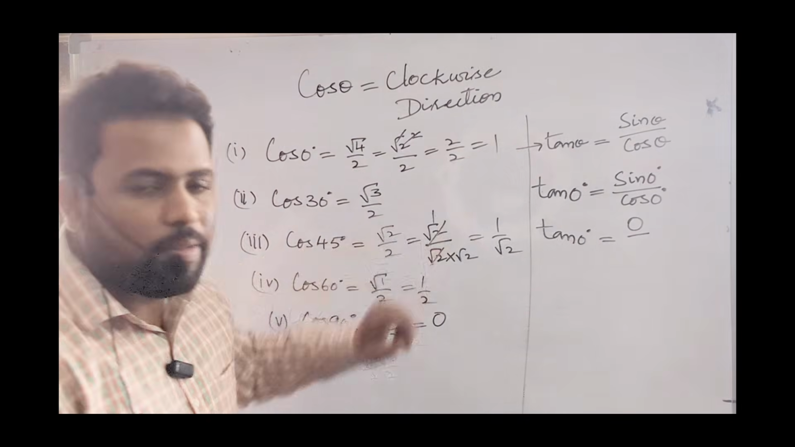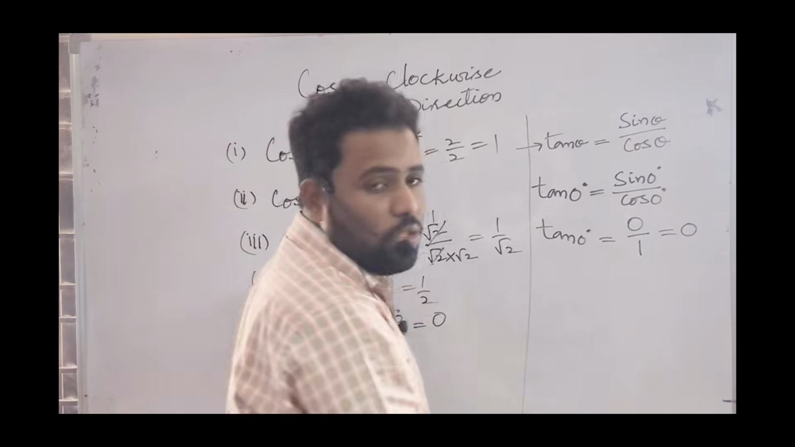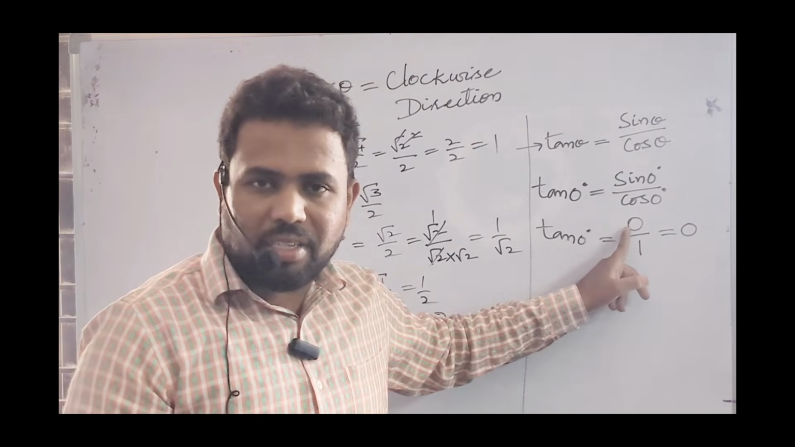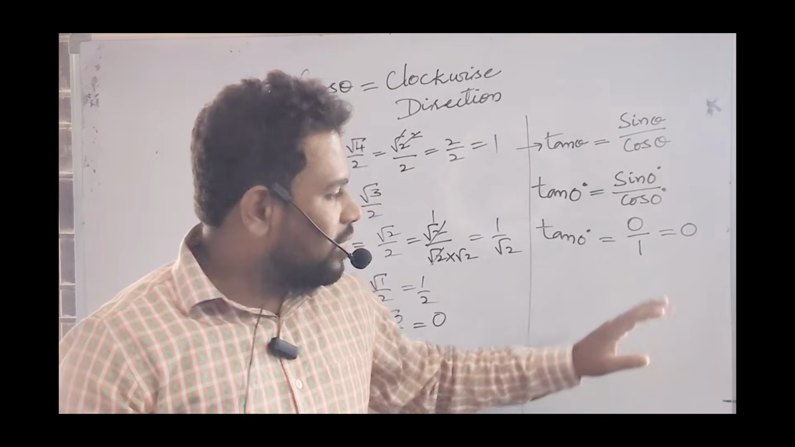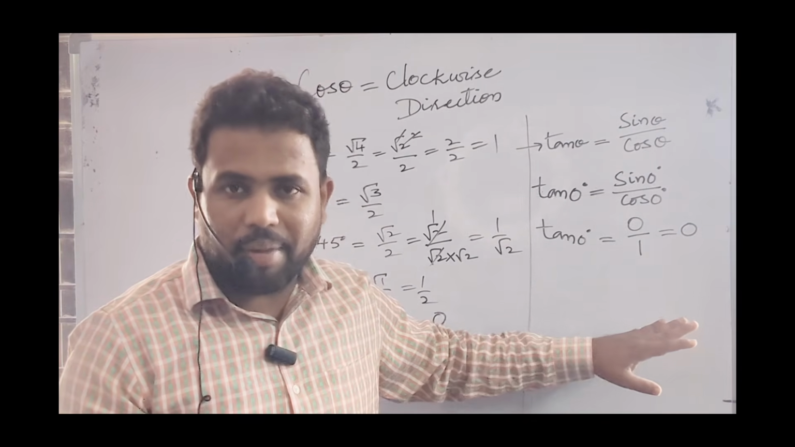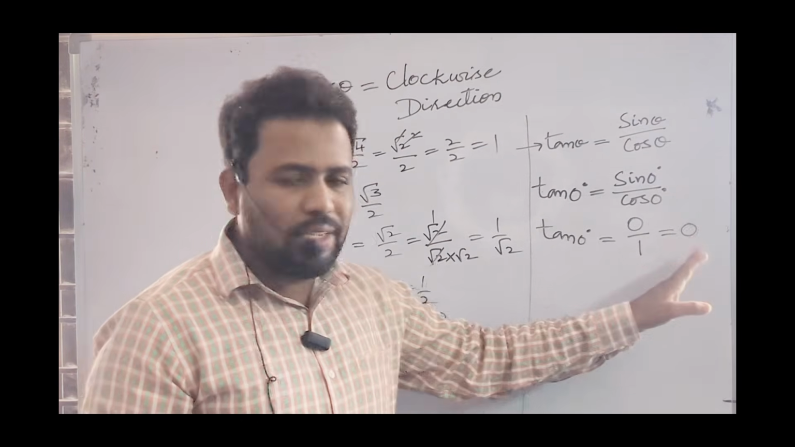That is 1. So what is 0 by 1? 0 by 1 equals 0. Because, just now we discussed that if 0 is in the numerator, the answer becomes 0, doesn't matter what number or term is in the denominator. The complete answer becomes 0. So tan 0 is 0.